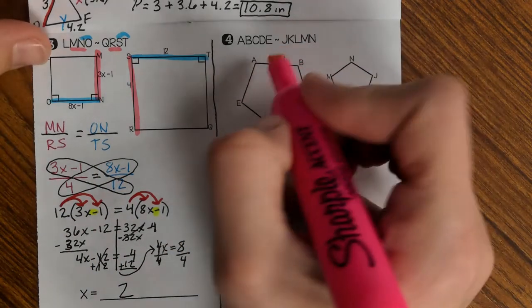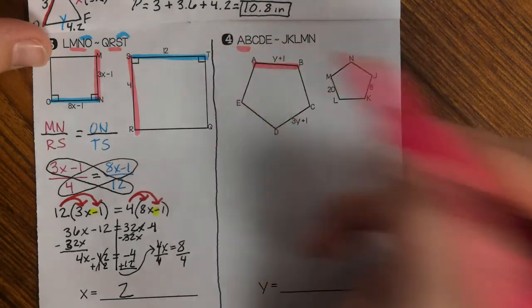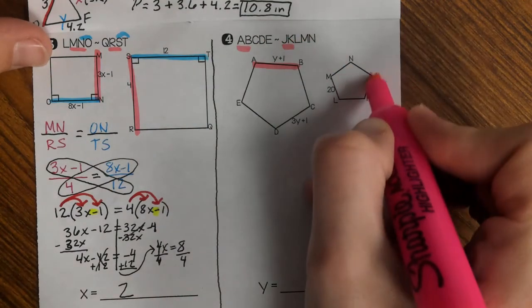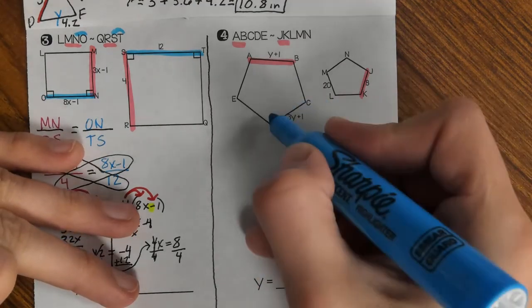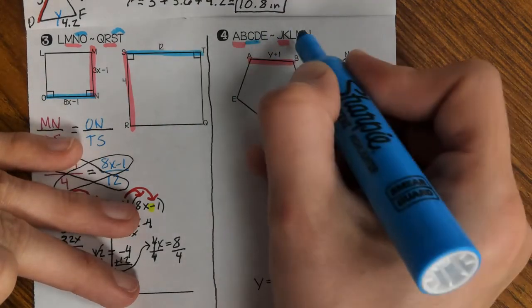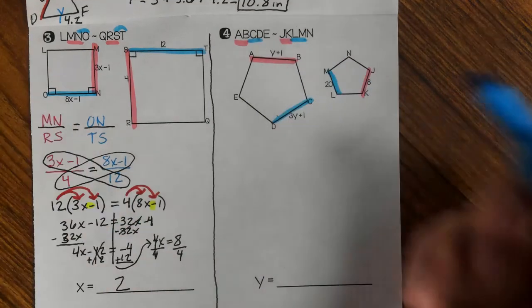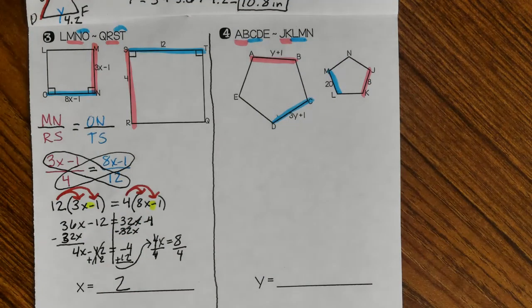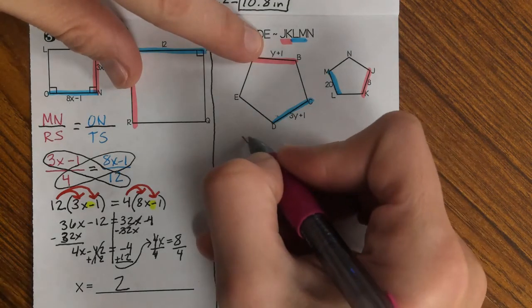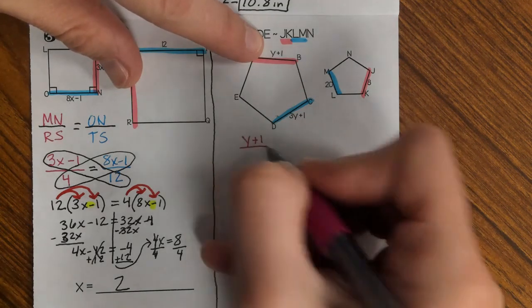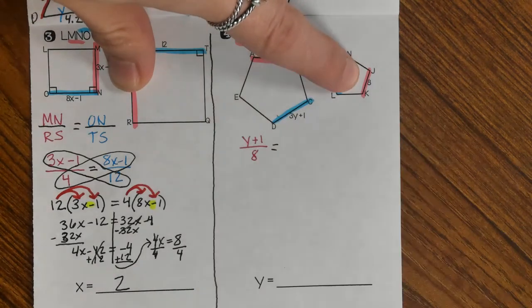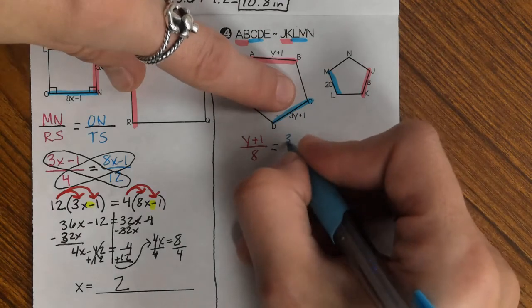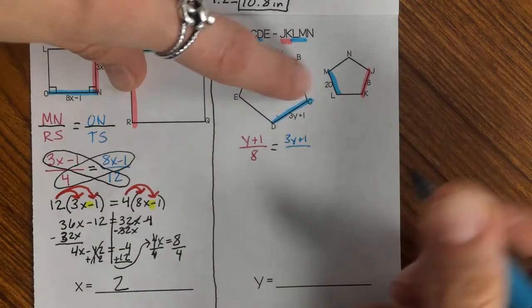Here I see that AB is going to correspond with JK. And I see that CD right here is going to correspond with LM. So when I set up my proportion, I will take my y plus 1 over the 8, set that equal to the 3y plus 1 over 20.